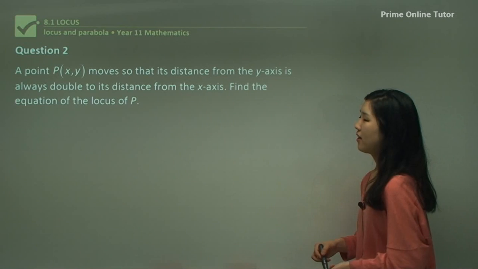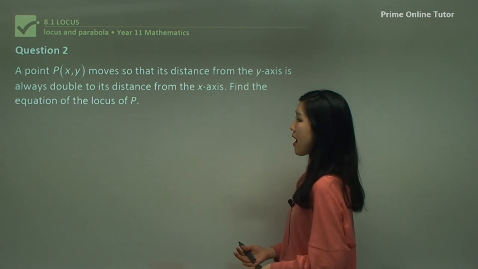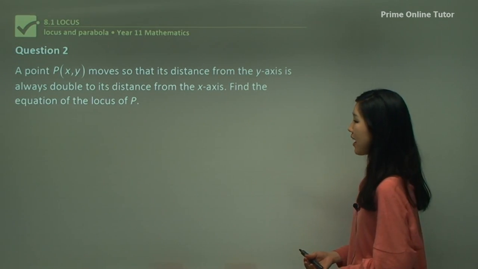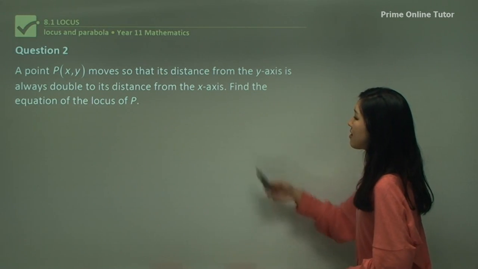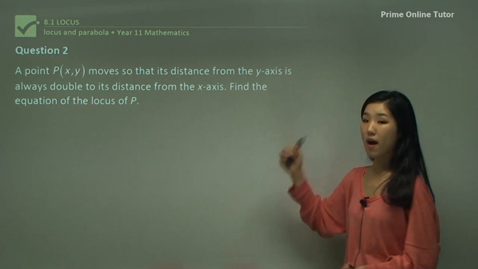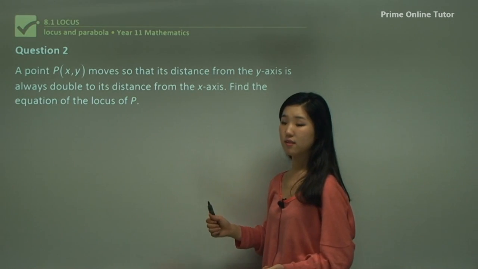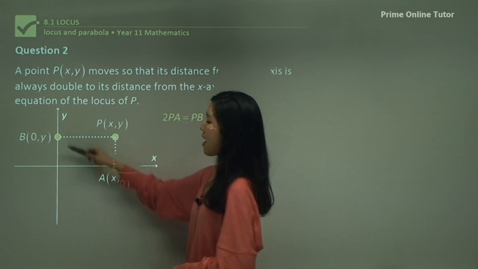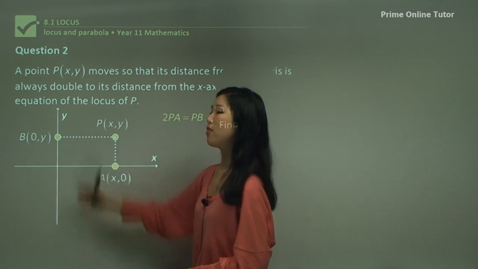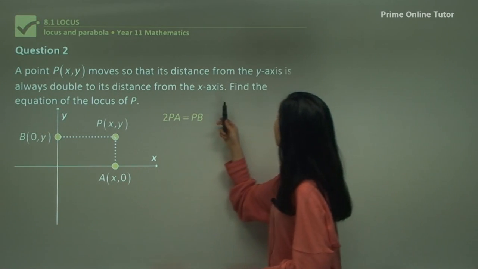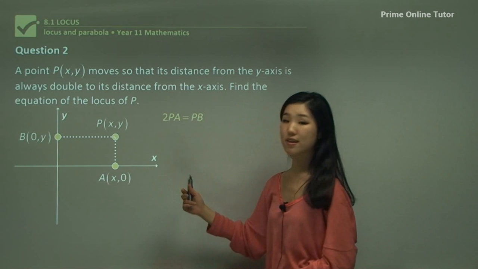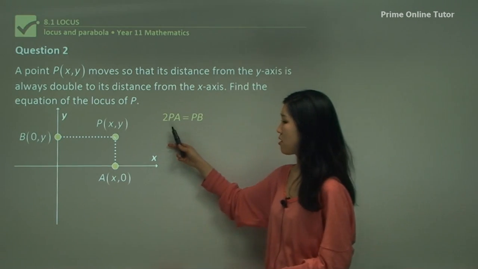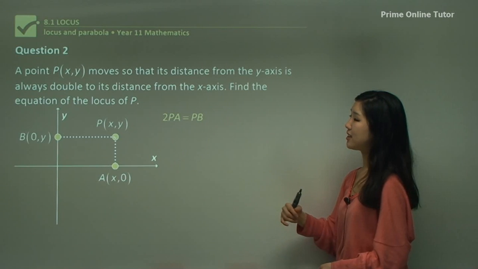Let's move on. Question 2 says a point P, again it's going to be (x, y), moves so that its distance from the y-axis is always double its distance from the x-axis. Find the equation of the locus of P. So again, guys, this time it's a bit different to question 1 because the distance from the y-axis is going to be double the distance from the x-axis. So if this is P, A is going to be represented as (x, 0) since it's on the x-axis, and this is going to be B, (0, y) since it's on the y-axis. The distance from the y-axis is twice the distance from the x-axis, so 2 times PA is PB. That's our condition for this locus.